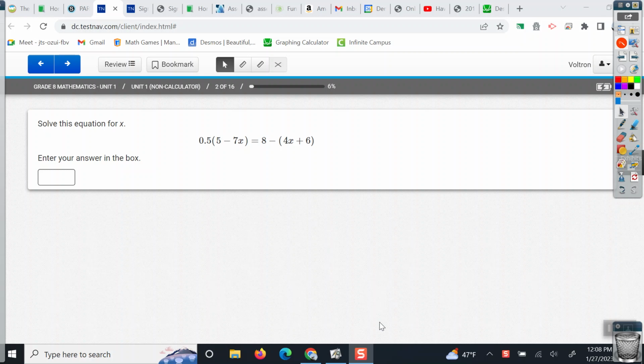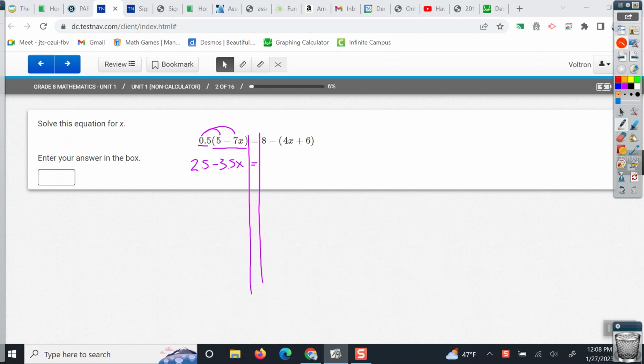For this problem in Unit 1, problem number 2, we're just looking at a straight up solving linear equation problem. So we're just solving this. And I noticed that I have this 0.5 outside of this binomial, so I have to distribute it to both terms in the binomial. And I will get 2.5 minus 3.5x. And I believe that most people are just fine with that part of it.